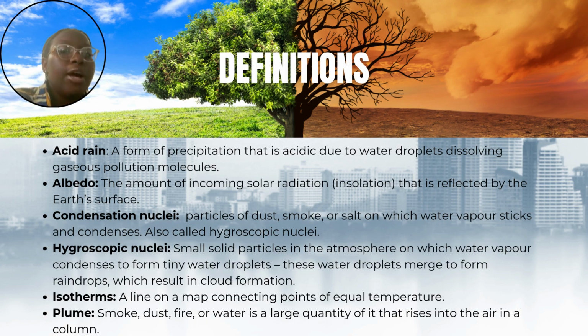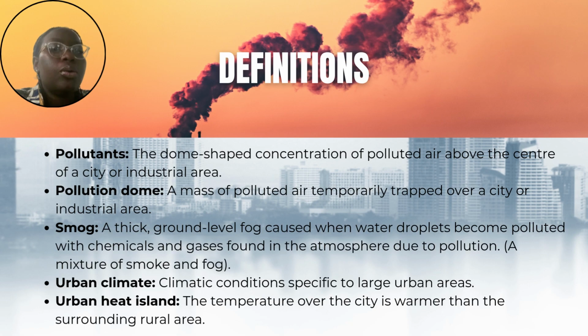And lastly, we have the plume, which is a large quantity of smoke, dust, fire, or water that rises into the air in a column. Right, so now we will look at pollutants, which are a dome-shaped concentration of polluted air above the center of a city or industrial area. And we have pollution domes, which is massive polluted air that is temporarily trapped over a city or industrial area. We have smog, which is a thick ground-level fog.